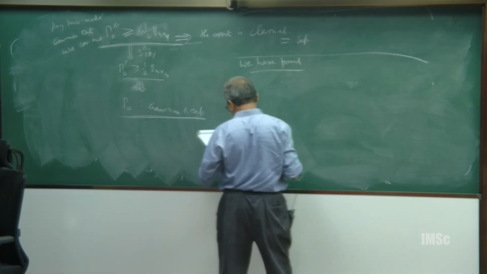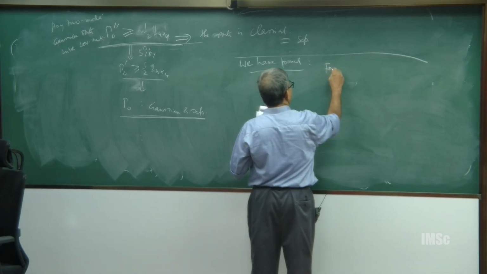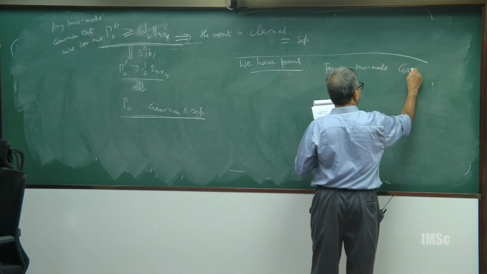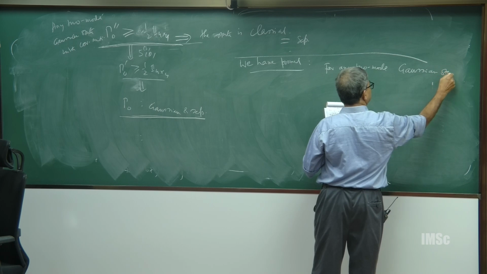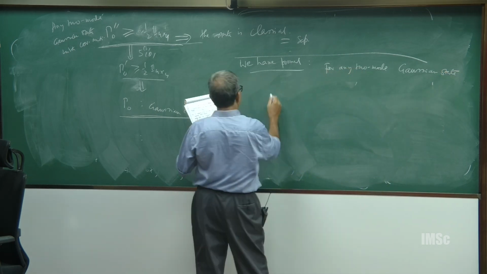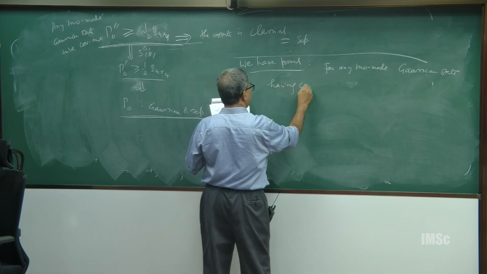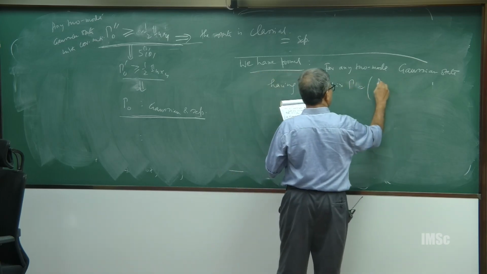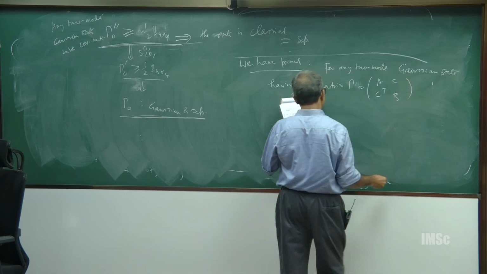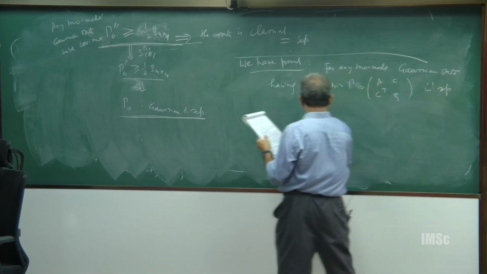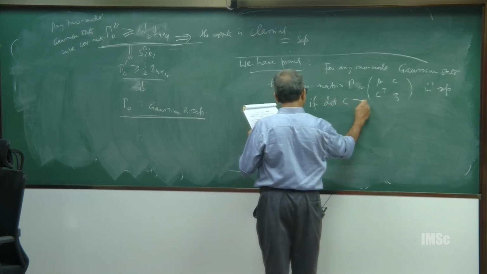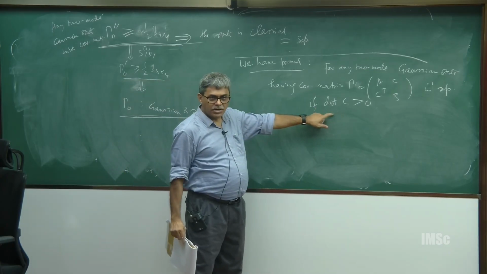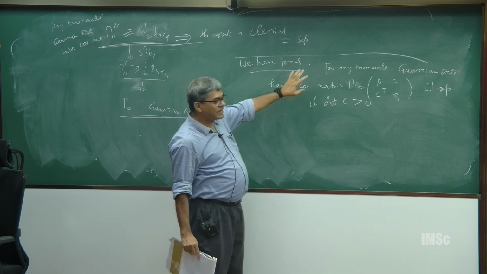What we have proved is that any two mode Gaussian state having covariance matrix gamma equal to A C, C transpose B is separable if the determinant of C is greater than 0, because we started with determinant of C greater than 0, and from there we have proved that this state is separable, assuming this.